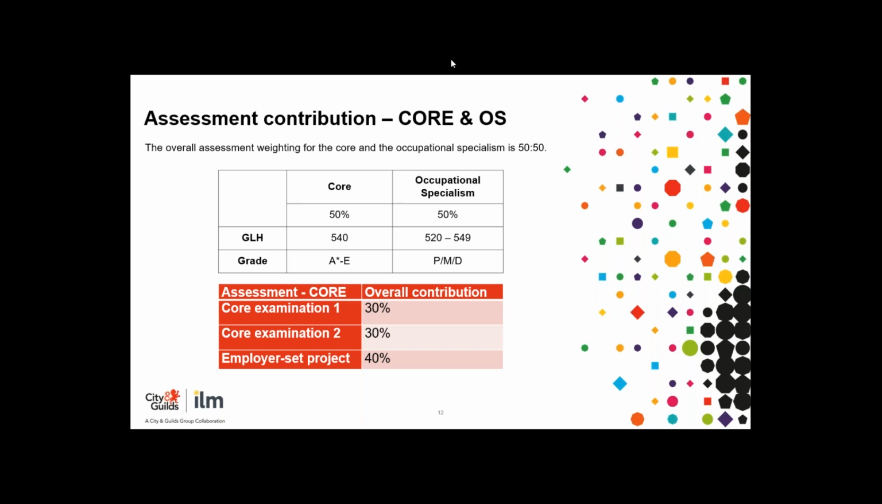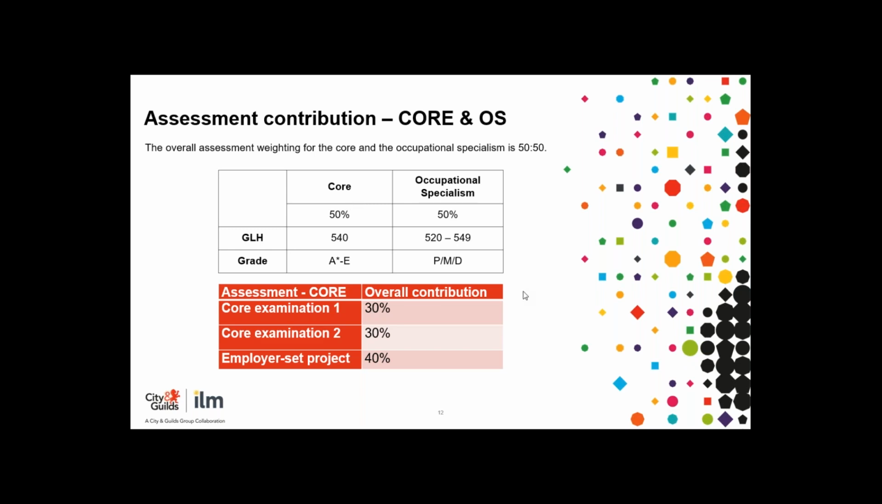Okay, so following the consultation over the last academic year, it has been decided that the core exams and the employer set project will be assessed in the first year and the occupational specialism in the second year, and that they will have a 50-50 weighting. We did actually model using a 40-60 weighting, but that has been rejected through the feedback process, including the original T-level panel who decided against that also.